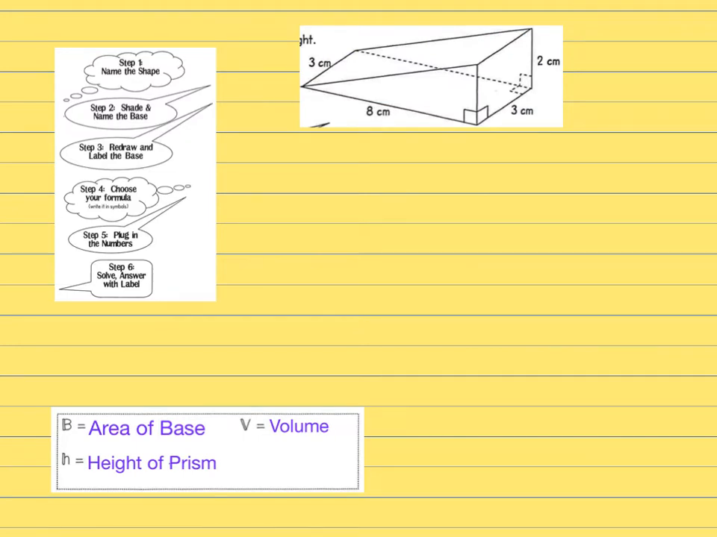All right, the next figure we're going to look at is the triangular prism. It looks like a ramp. So I'm going to put that down as my name. Triangular prism.